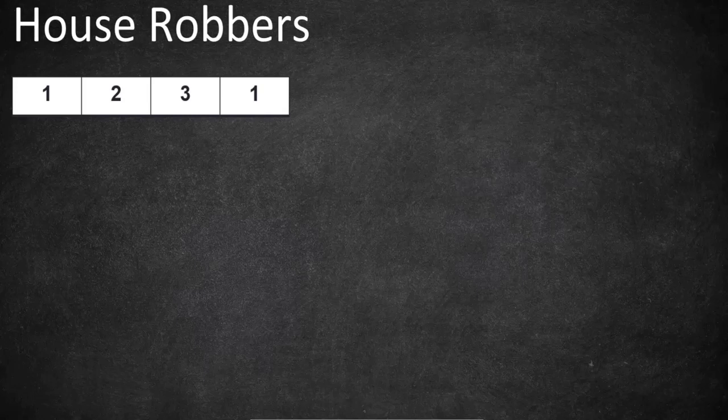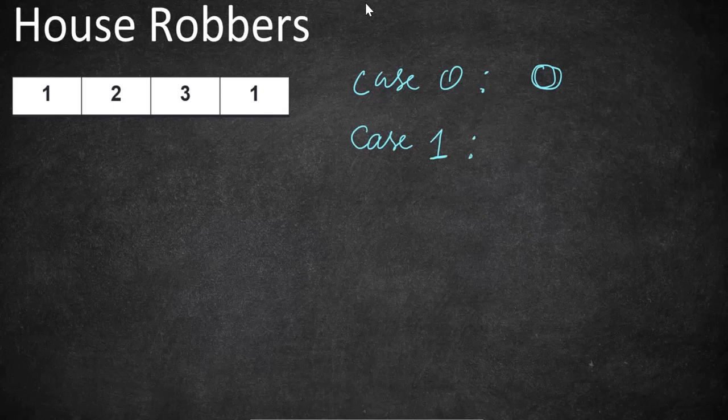For example, consider our first case, where we have 0 houses. In that case, the total amount of money the robber should get will obviously be 0. Now consider there is only one house. Considering one house, what would be the maximum amount of money the robber would get? The robber will obviously rob that only house without any constraint because there are no adjacent houses. So the amount in house 1 will be the output. Case 3 would be having 2 houses.